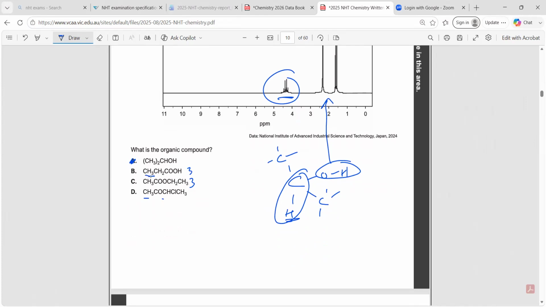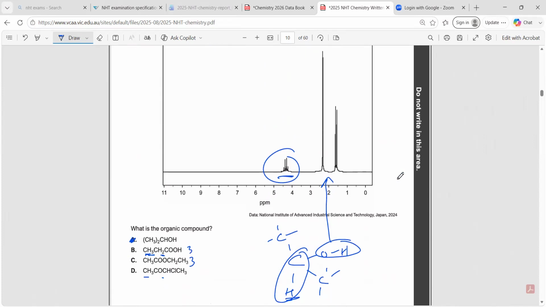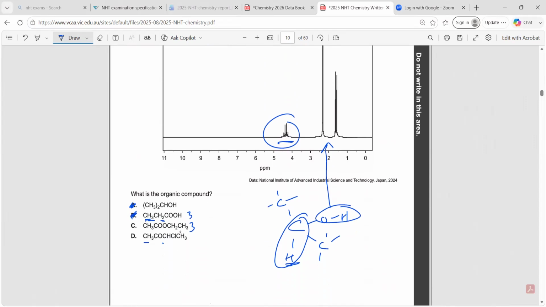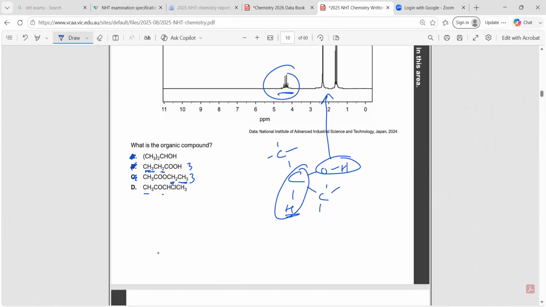Here, CH3, so there'll be a triplet and then a quartet. There should be a triplet to represent that there's 2 hydrogens in its neighboring environment. I don't think we've been given a triplet, so it's not B either. Here, we should also have a triplet, but we don't, to represent that the neighboring hydrogen environment has 2 hydrogens, so it's not C either. I'm not convinced that it's this one either.